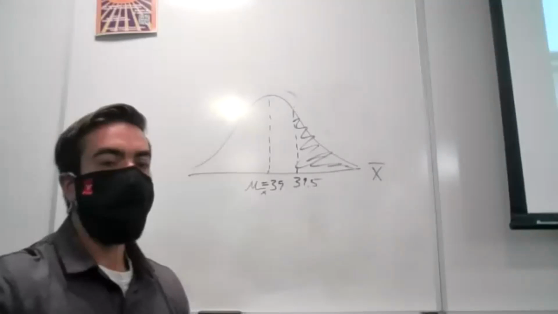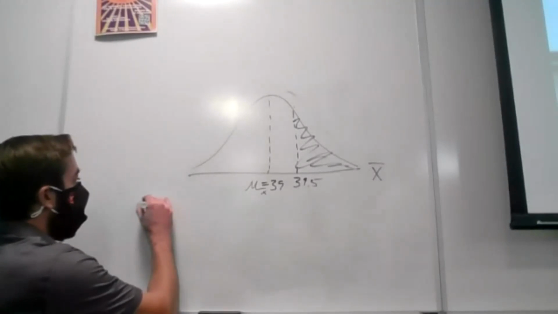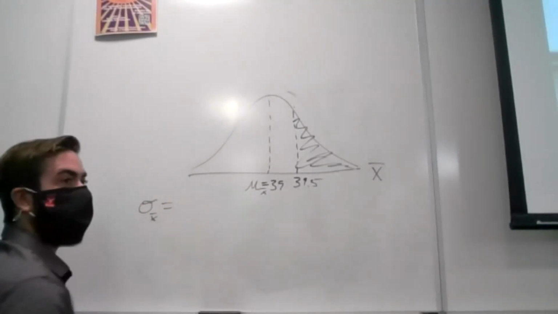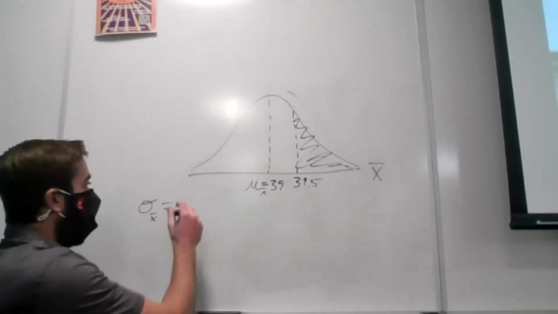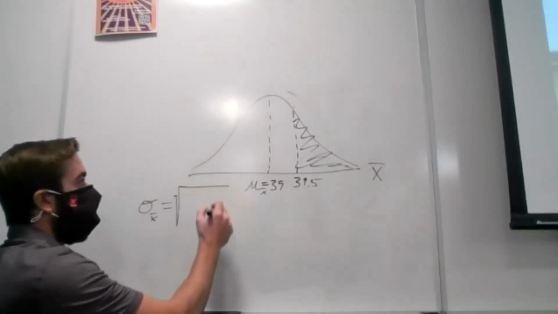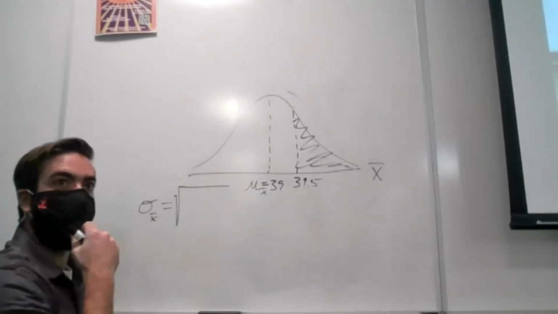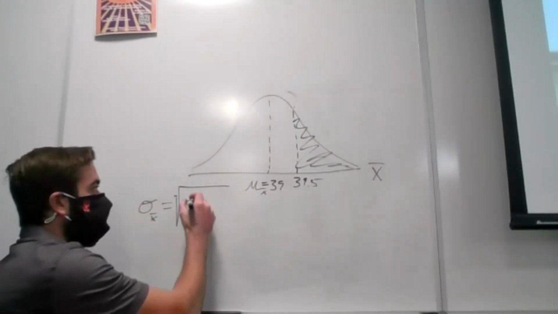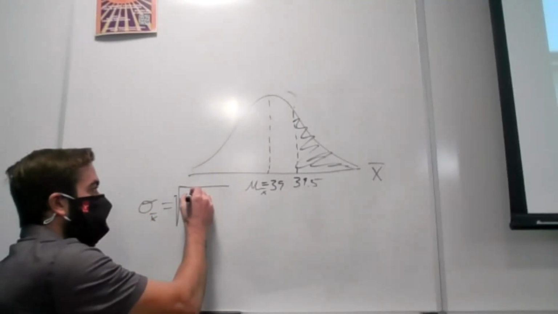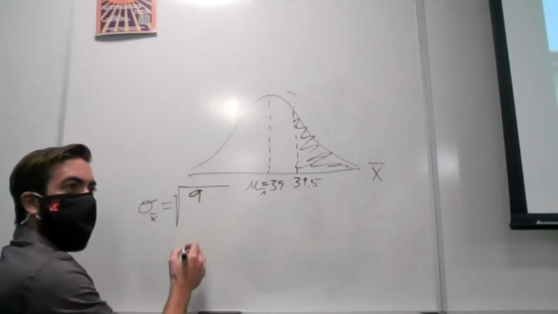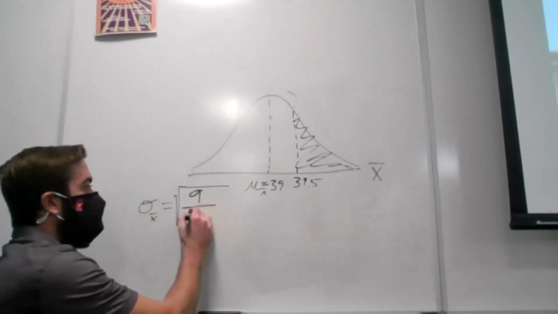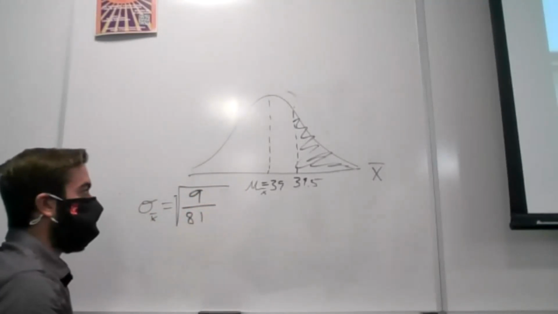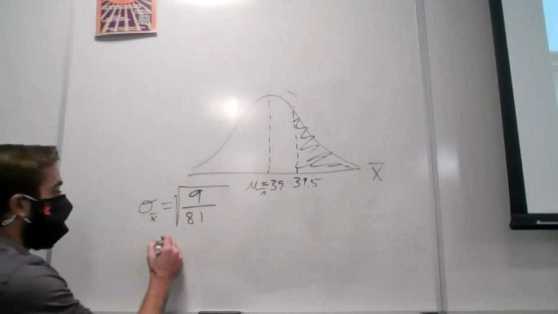So what would be the standard deviation of my sample means? Well, that should be the square root of whatever the variance of the original data we sampled from was, which I think was 9, right? Divided by my sample size. So this is what, 1/9.